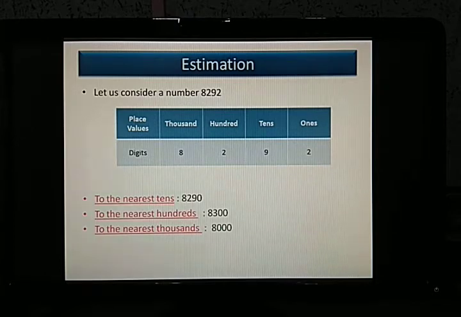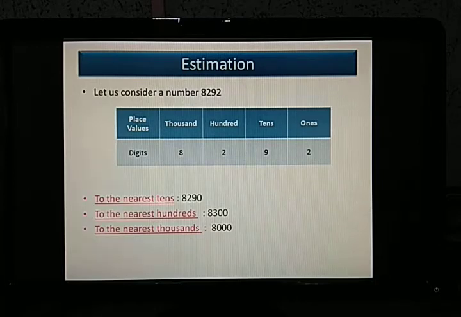To understand estimation, first of all, you have to understand the place values of the digits. As you can see in the slide, I have considered a number 8292 and placed the digits according to their place values. Now there are some rules of rounding off.